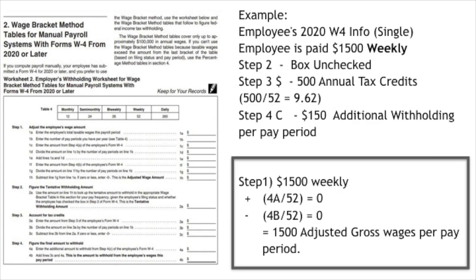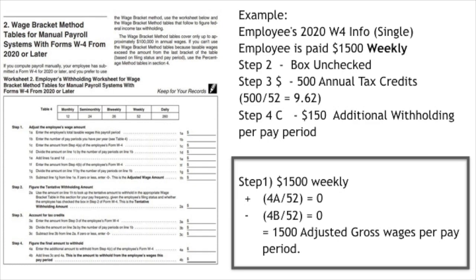In Step 1, the first thing they're asking is to enter the employee's taxable wages for this pay period, which is $1,500 in our example. Then there are some sub-steps. In those sub-steps, they're asking us to add any additional income that the employee has, and the information is coming from Step 4A of the Form W-4.